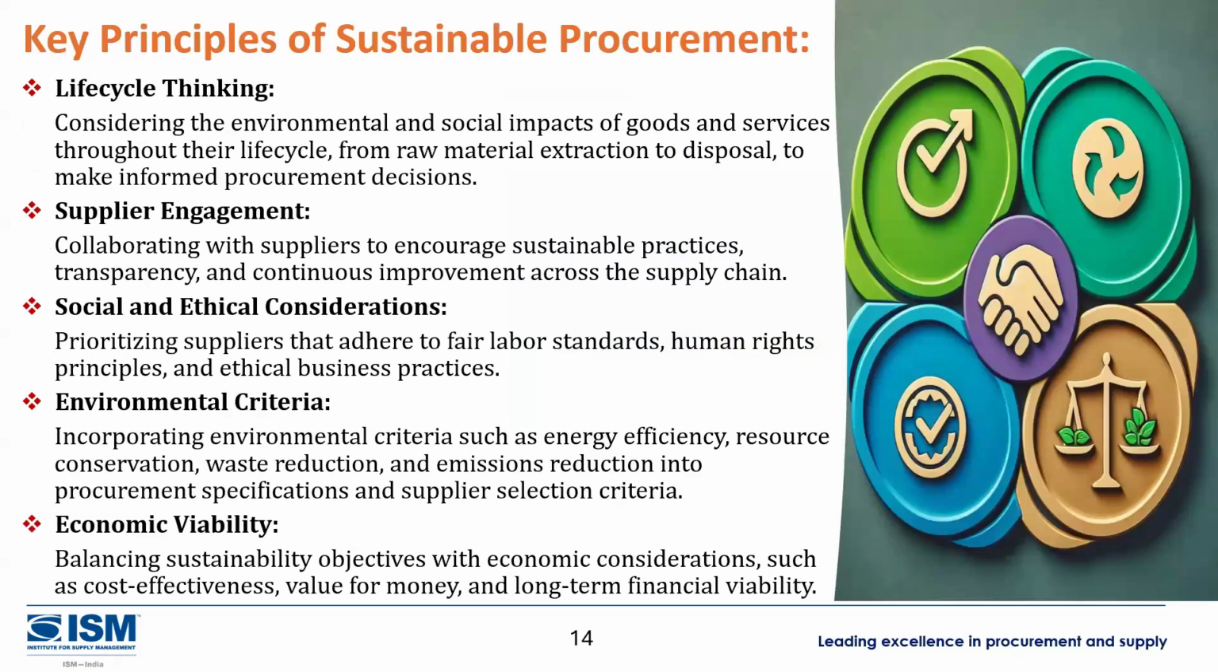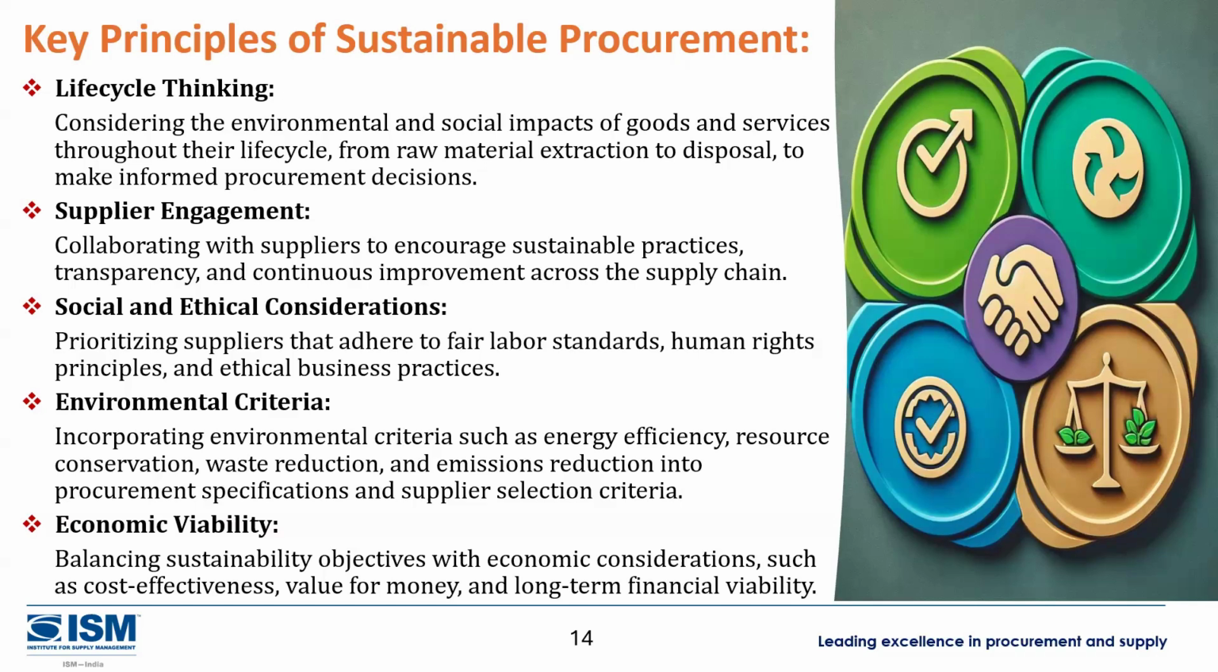The 5 most important principles of supply chain governance are life cycle thinking, supplier engagement, social and ethical consideration, environmental criteria, and economic viability. Few minutes back, one of our friends spoke about how they are changing the LED bulbs. Someone spoke about motion sensors. Someone spoke about the life cycle of the pencil. Once the pencil is done, you put it back and it helps in plantation.